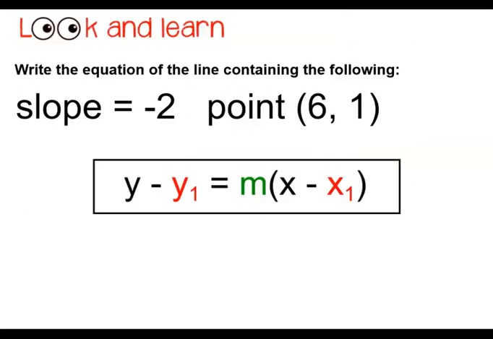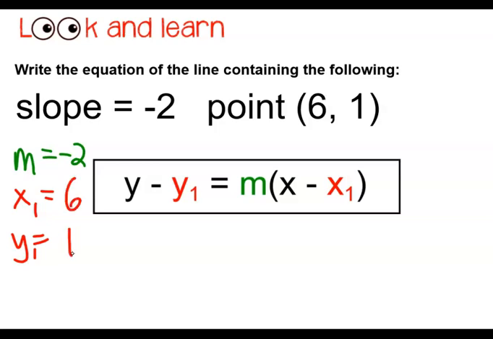If you're asked to write the equation of a line containing the following information, a point of (6, 1) and a slope of -2, then you need to take down some notes of the information that you know. You need a slope value, you need an x-coordinate, and you need a y-coordinate. We were given the slope value of -2, an x-coordinate value of 6, and a y-coordinate value of 1. Now we're going to take this point-slope formula shown here in the box, and we're going to erase and replace those 3 letters.